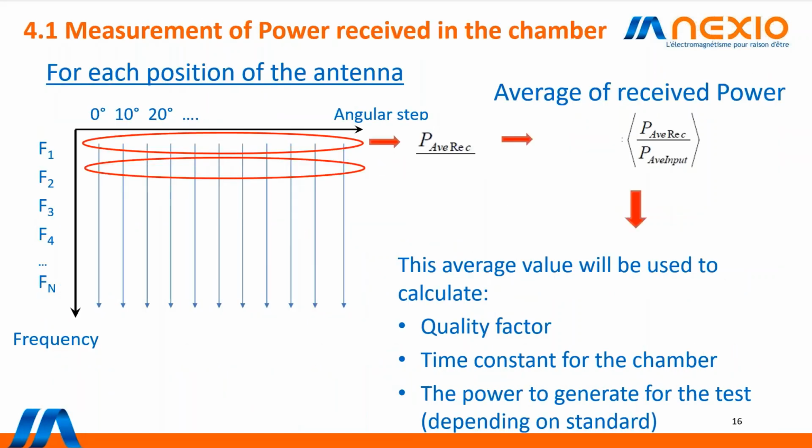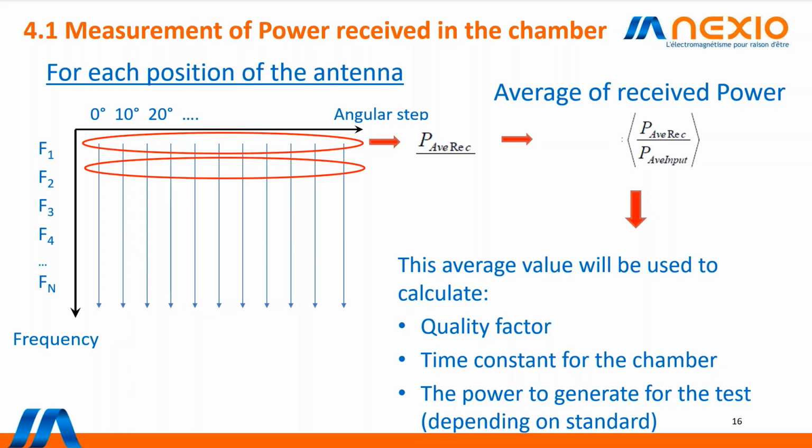In the same way, we measure the E field. We also measure the received power in the chamber. We'll measure all power according to the frequency, angle, and position of the antenna. We will have the same table as previously, with two sweeps, frequency sweep and angular sweep. We will calculate the average on one complete rotation of this receiver power.